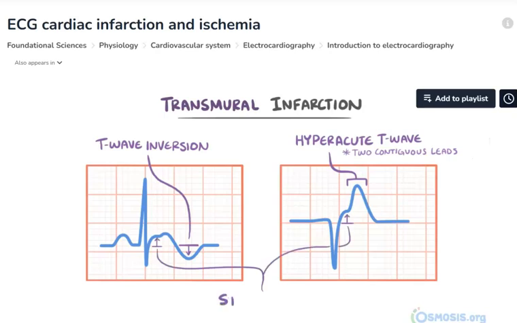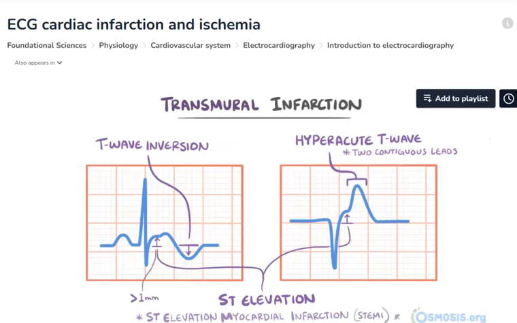The classic sign of transmural infarction is ST elevation, and when that happens, it's called an ST elevation myocardial infarction, or STEMI. On ECG, the ST elevation at the J point must be over 1 millimeter in any two contiguous leads except V2 or V3, where it has to be over 2 millimeters.